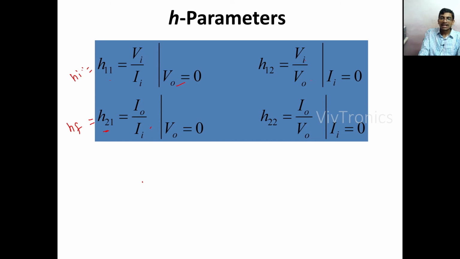And similarly, when we put input current is equal to 0, H12 is equal to Vi by V0. If it is V0 by Vi, it is voltage gain. If it is Vi by V0, that is a reverse voltage gain, which can be written as HR. And similarly, when Ii is equal to 0, H22 can be written as I0 divided by V0. It is a ratio of output current to output voltage. V by I is resistance, I by V is nothing but the conductance, therefore which can be written as HO.